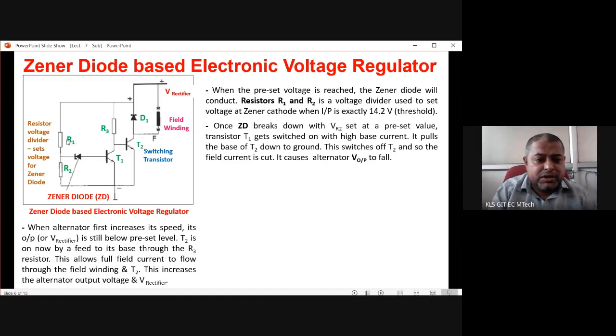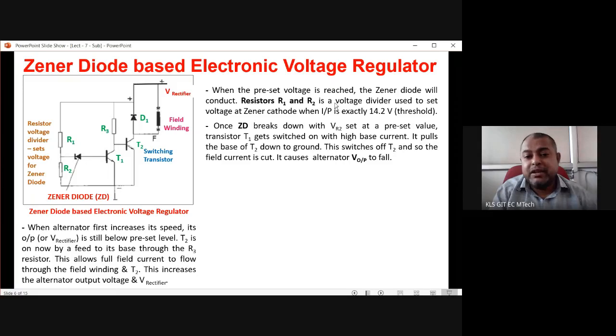So whenever the Zener cathode voltage is high, transistor T1 is on. When transistor T1 is on, its emitter and collector are connected to the ground. As soon as transistor T1 is on, the base voltage of T2 is brought down to the ground. That means the base voltage of T2 becomes zero. As soon as the base voltage of T2 becomes zero, T2 will be cut off. So that is what is said here.